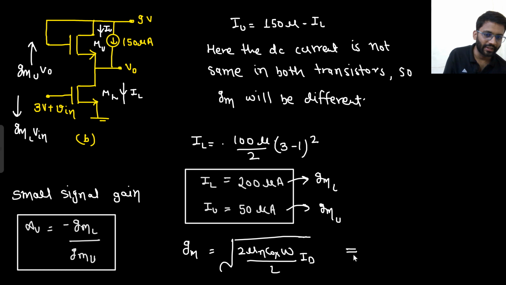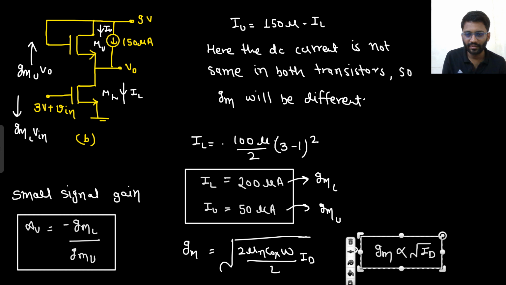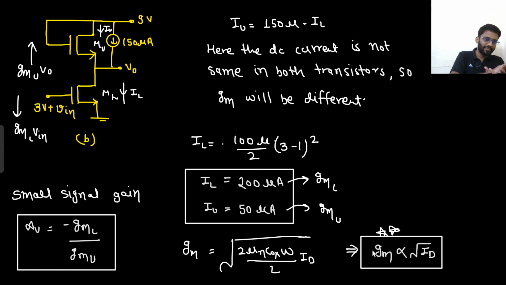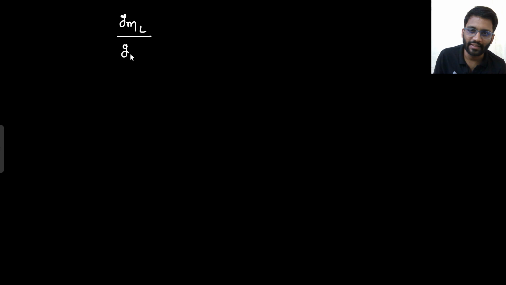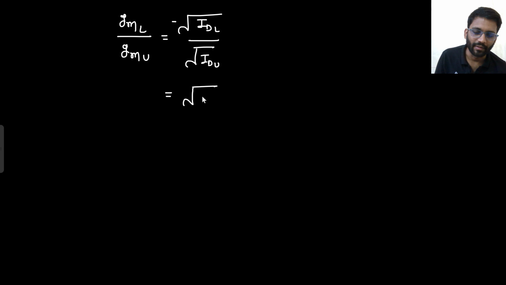So from here you can get to know that GM is proportional to root ID. Say yes or no. GM is proportional to root ID. Did you understand this point? For both of the transistors, mu n COX W by L value is the same. The only difference is root ID. So what do I need to calculate? GML by GMU. So GML by GMU would be equal to root IDL divided by root IDU. So the current in the lower one divided by the current in the upper one, but under the root.